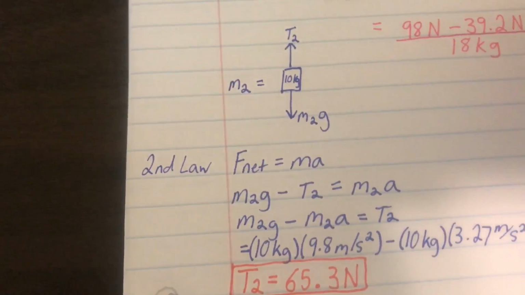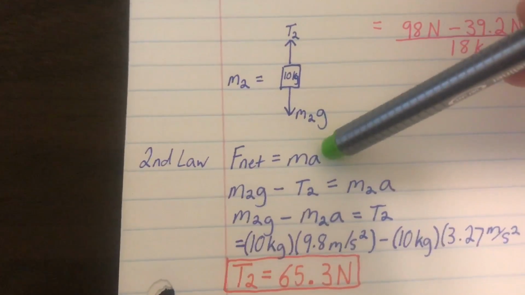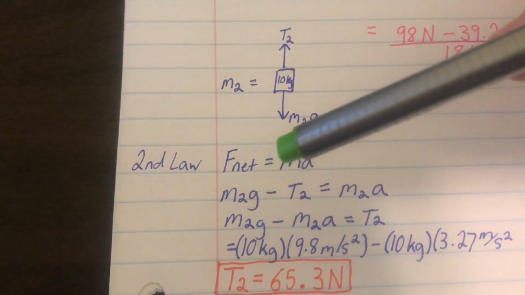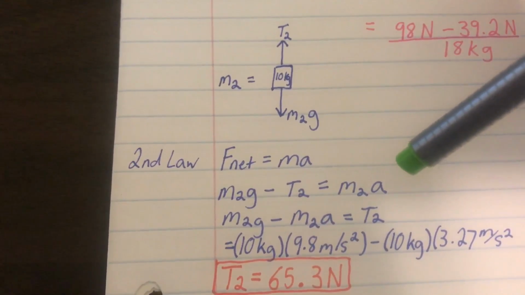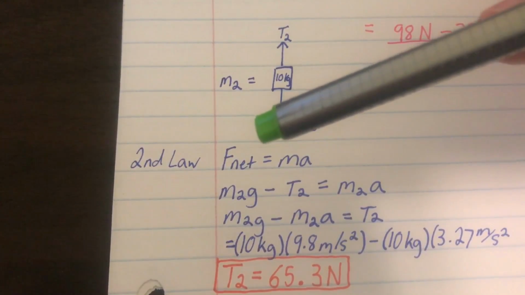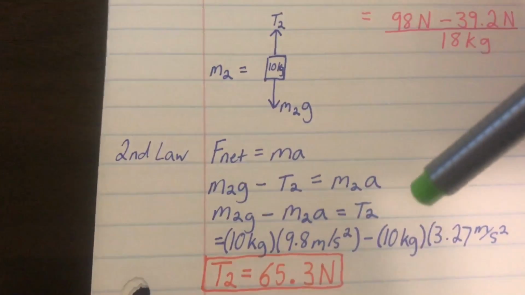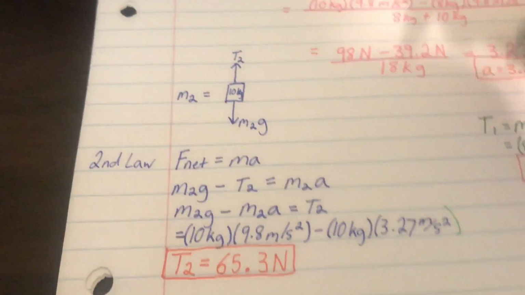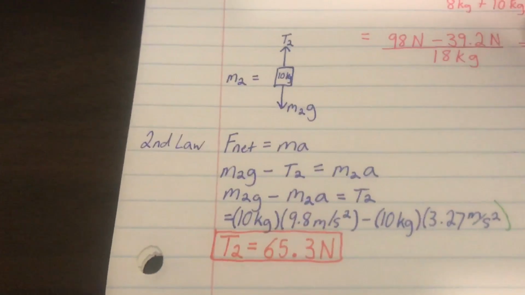So I used the second law again, and I wrote F net equals mass times acceleration, and then F net is m2g minus T2, which equals m2a. And then what do I do from here? I solved for T2. Then I plugged in my information. Oh, this one should have a parenthesis right here. Just looks bad. So that left me with 65.3 newtons.